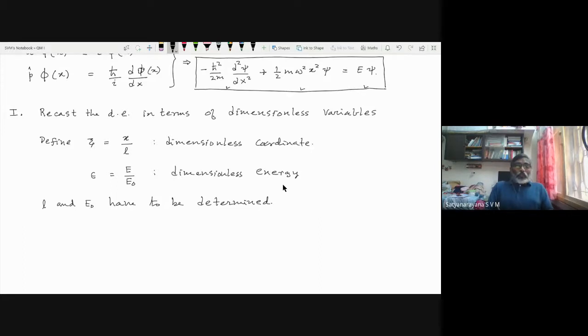Now I will try to write down this equation in terms of these variables. For that, I will argue that d by dx is nothing but d by d xi into d xi by dx. And d xi by dx is basically 1 over L. So this is 1 over L into d by d xi. L is anyway a constant length.